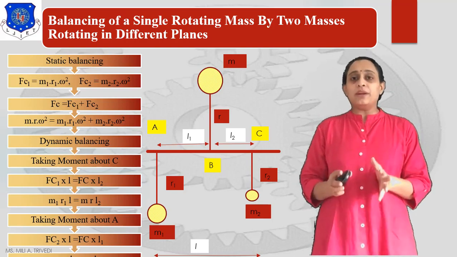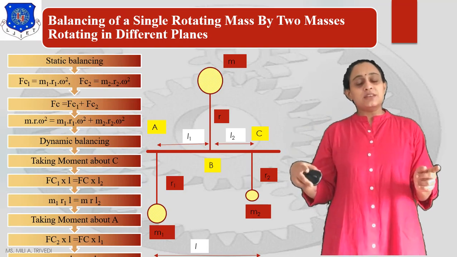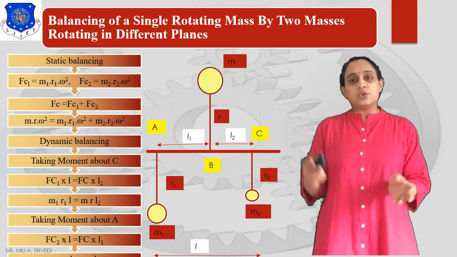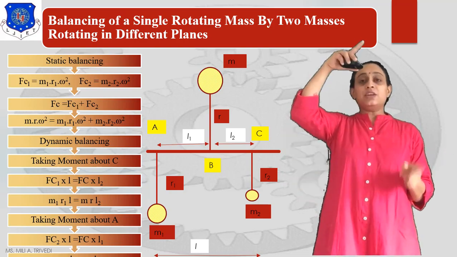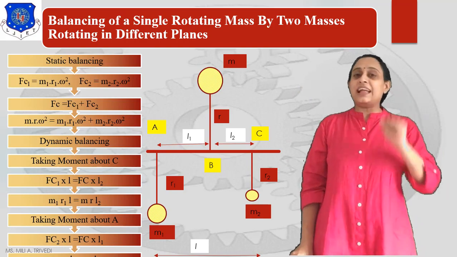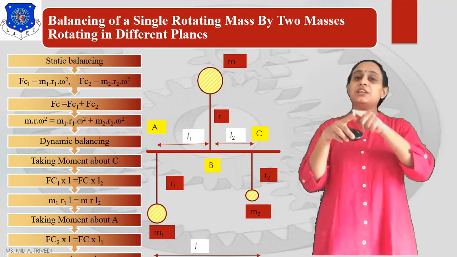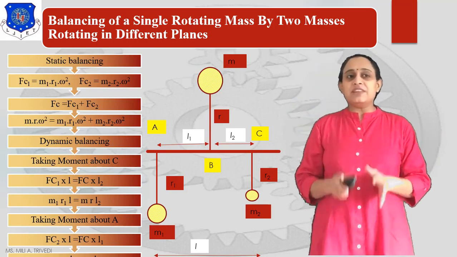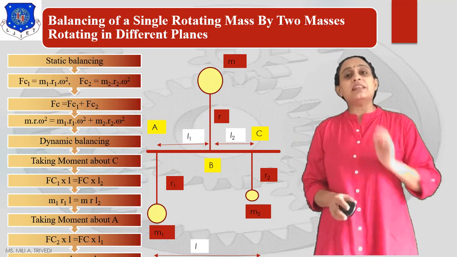If we are taking the moment about A, here we have the m2 mass. By this m2 mass we have the centrifugal force as Fc2. So here Fc2 into L is equal to Fc into the perpendicular distance. It means L1. So we can write Fc2 into L is equal to Fc into L1. So we will get the final equation in this form. So this is the dynamic balancing.